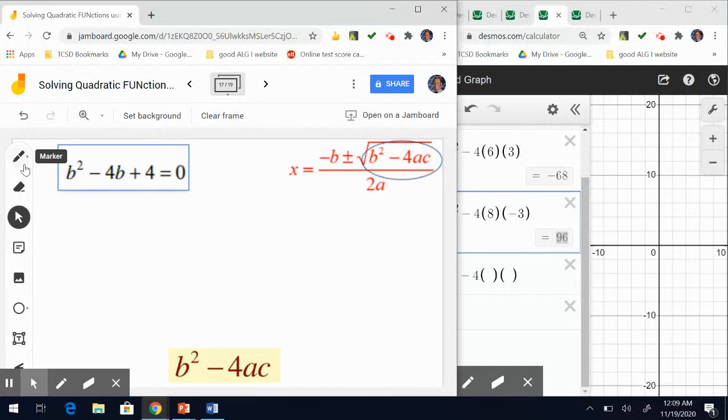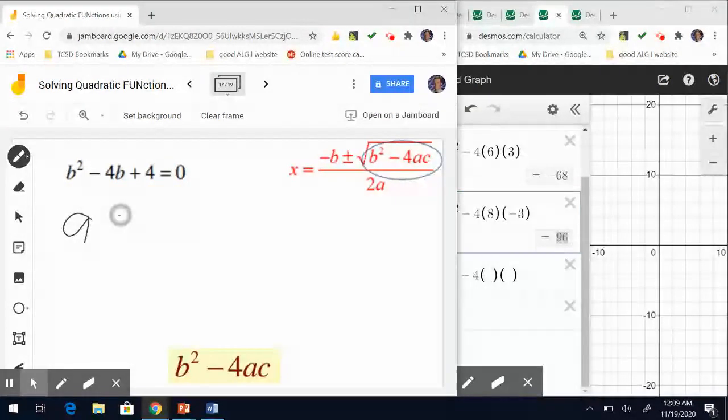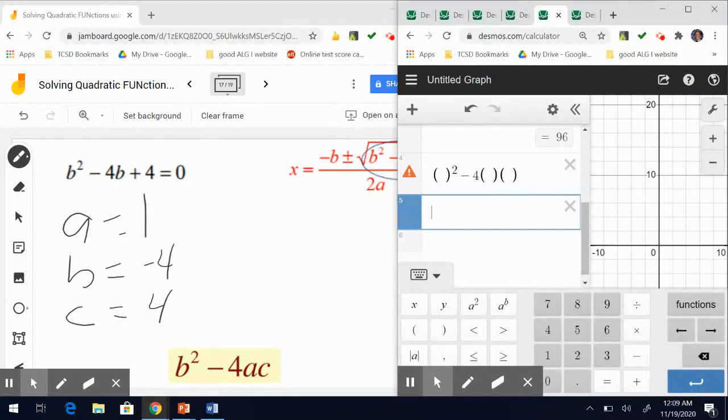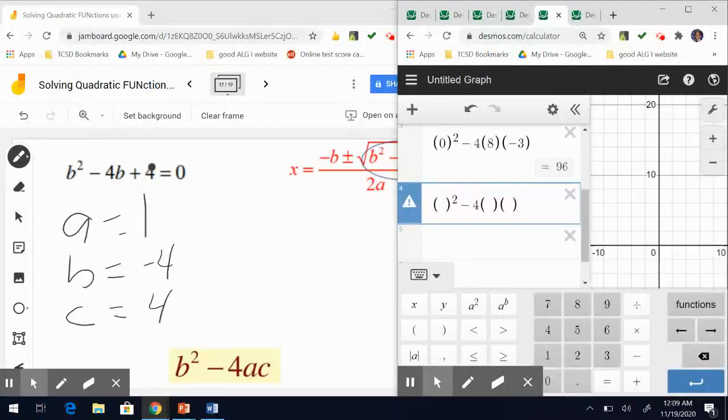However, now we're here. This one was in standard form, so it's a quick one. A equals 1, B equals negative 4, and C equals 4. And again, these are just variables. It doesn't matter, the B, the X. Cool? So again, the B squared goes first. What's my B value? It's negative 4. My A value is 1. And my C value is 4. And I get a discriminant value of 0.